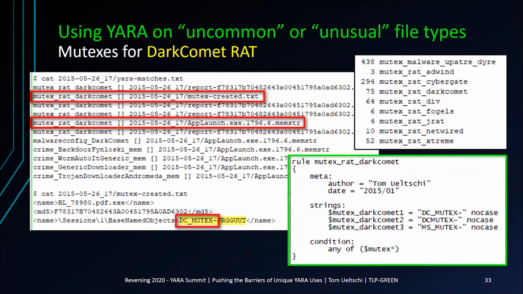This is an example for a mutex rule, searching for one of the 3 different mutex prefixes seen in many DarkComet RAT samples. The rule matches on mutex created and on memory strings of the app launch exit process, which also was matched by other YARA rules as DarkComet.